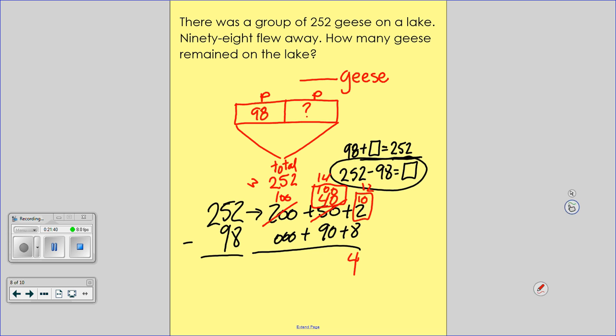Tens, which now leaves 140. We okay with that? That got a little messy. Okay, so 140 subtract 90. Can I do that easy peasy? What is 140 subtract 90? Colin? 50. Minus zero. Can you do that easy peasy? Yes. What is that?